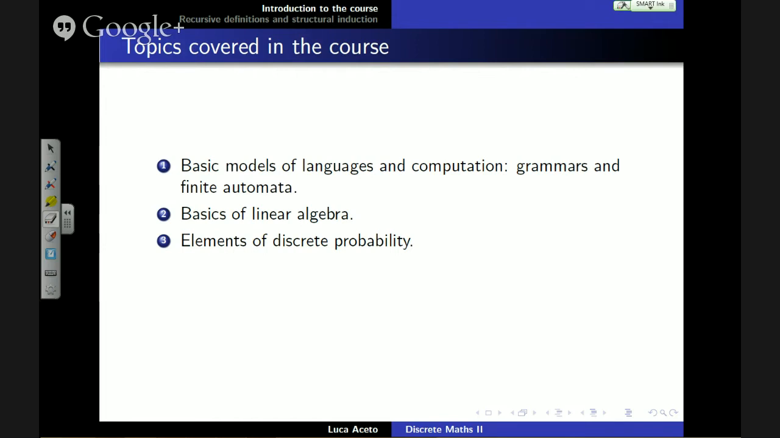So it's not just computer graphics, which has linear algebra inside. It's not just coding theory, which also has linear algebra inside. It's not just error correction, which also has linear algebra inside. There is linear algebra in lots of applications in computer science. That's the reason why the second part of the course is here.